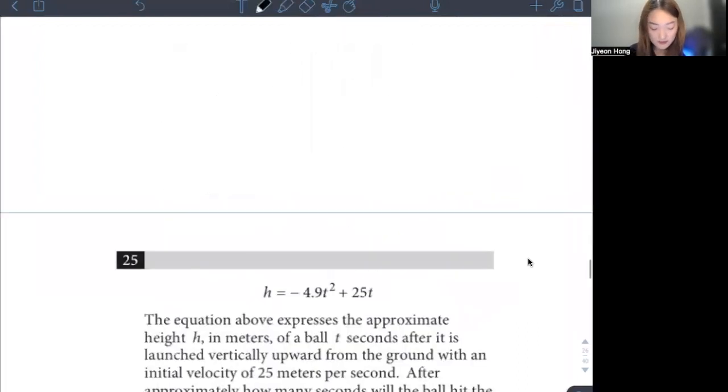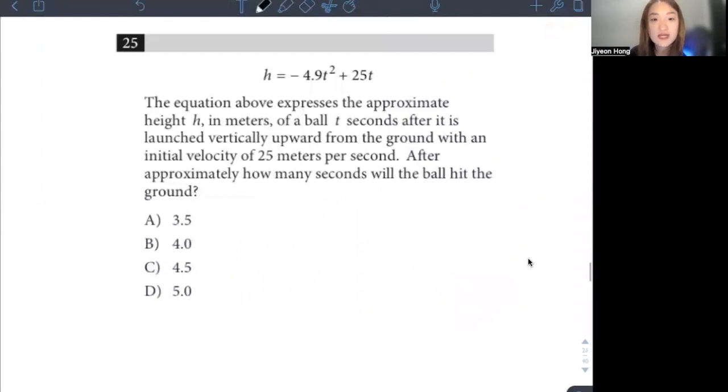All right, number 25, we have an equation h equals negative 4.9 t squared plus 25t, and it tells us that h is the height in meters of a ball t seconds after it's launched, with an initial velocity of 25 meters per second. After approximately how many seconds will the ball hit the ground? So when does the ball hit the ground? When the height is 0, right? The ball hits the ground when h equals 0.